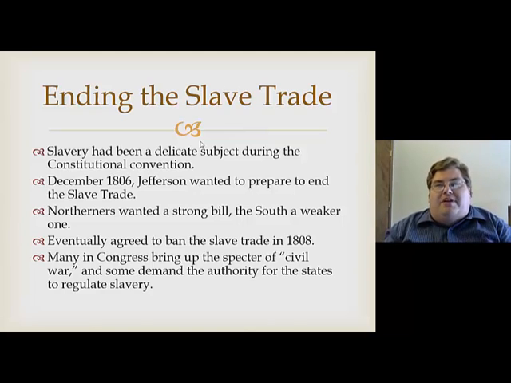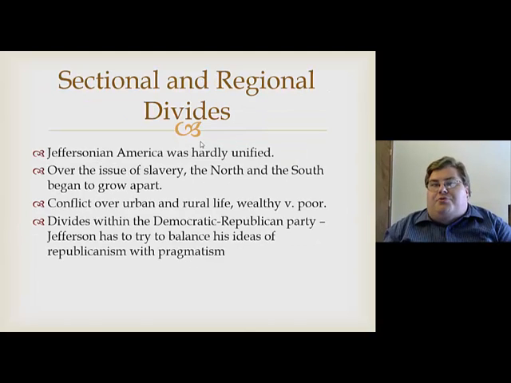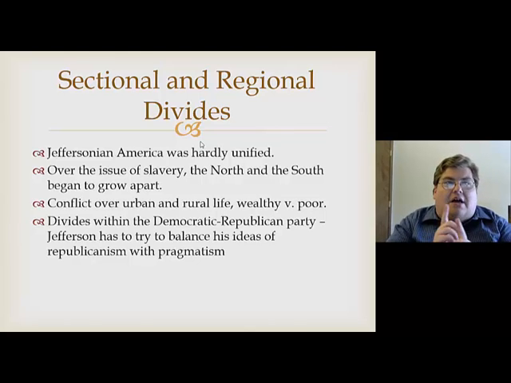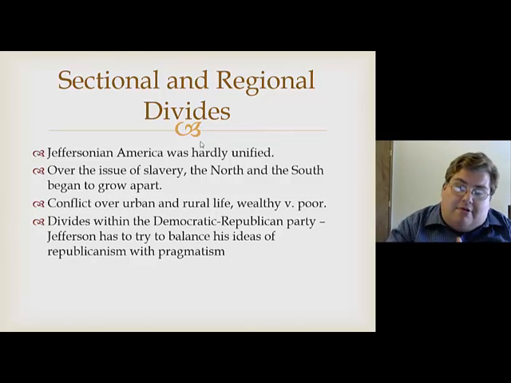Why this is important is it feeds into the sectional and regional divide. And I said sectional, not sexual. I'll probably make that screw up later, don't worry.